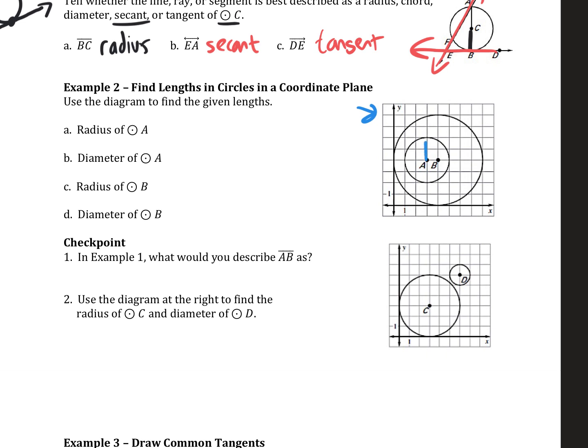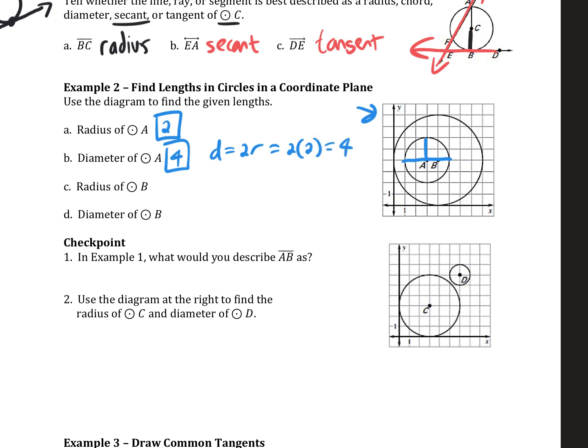So let's go from the center to the edge. How many boxes is that from the center to the edge of circle A? That's 2. All right, and then the diameter of A, you need to do it from the graph. So if you go all the way across, it's 2 radii, right? All the way across is going to be 1, 2, 3, 4 boxes. Or remember, you can do the diameter equals 2 radii, and the radius is 2, which also equals 4.